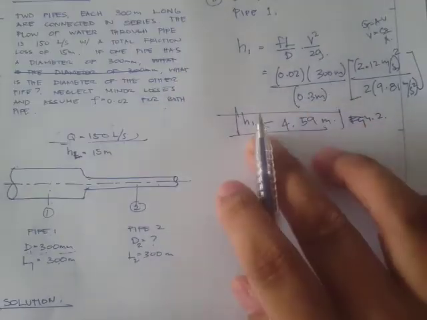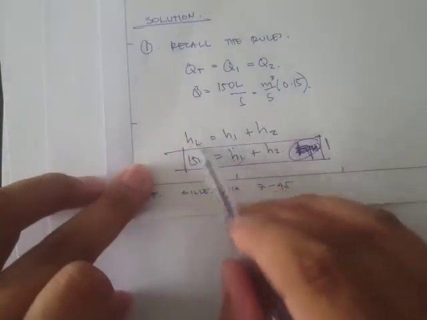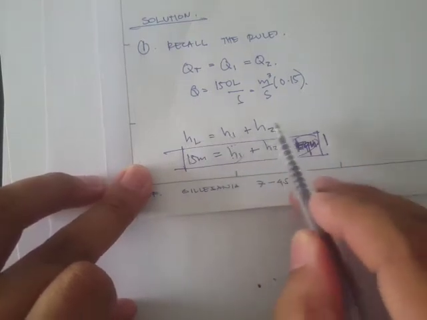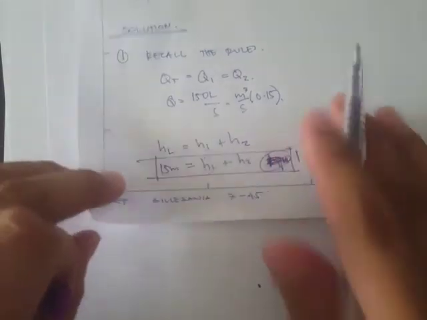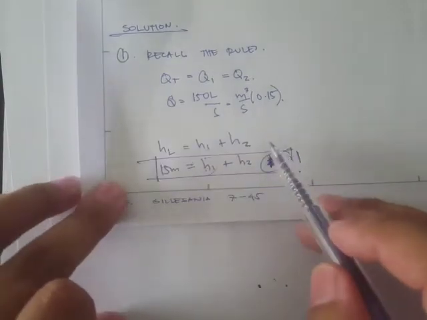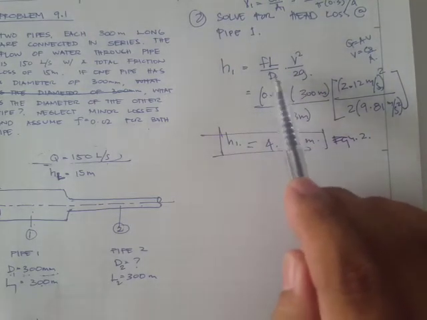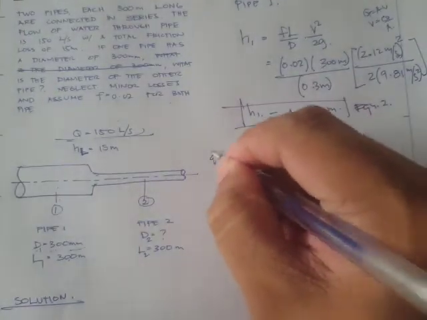Okay, now we have H1. We have this total head loss, we have the H1, then we can solve for H2. And once we have the H2, then we can apply the Darcy-Weisbach equation and solve for the diameter. Okay, so this is step 3. Now this is step 4.